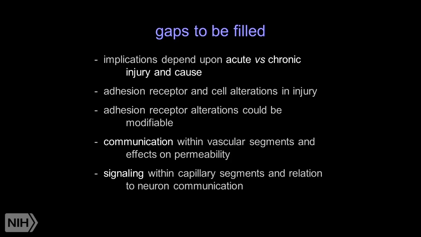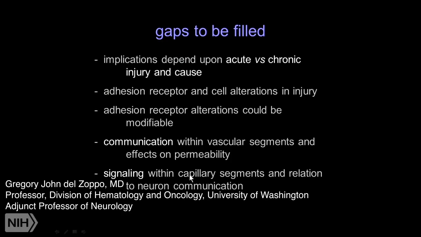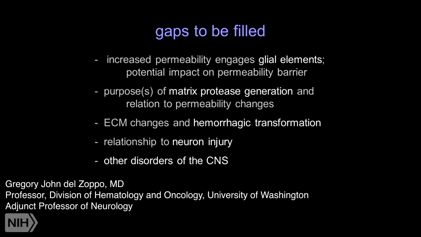Gaps to be filled are numerous, but I'll just focus on three. One is these are acute interventions, but what's happening in the chronic situation of, let's say, lupus, neurovascular disease or amyloid deposition? How are these receptors and how is their interaction of the cells with the matrix altered more or less permanently or progressively? The second is communication within the vascular segments and signaling across the barrier, that is the basal lamina barrier. And finally, what role does matrix protease generation play in all of this?